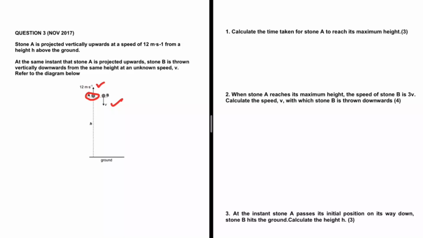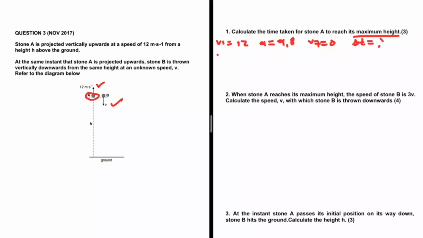So with regards to stone A, we know that it is projected vertically upwards with an initial velocity of 12 meters per second. We know the acceleration, like we always do in free fall, that is 9.8 meters per second squared. Apart from the acceleration, we have Vf, because we are interested in the time taken to reach maximum height. We know that the velocity at the maximum height is 0. We are interested in the time, delta t.